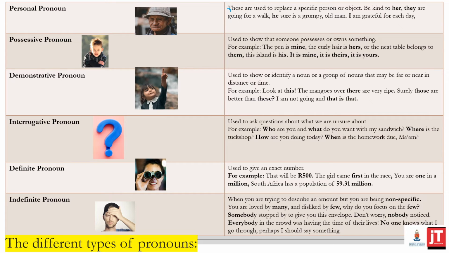So hence, personal pronouns. Now we move on to the possessive pronoun. Again, think of that angry girlfriend or boyfriend who's super possessive. Okay, not the best way to be, by the way.